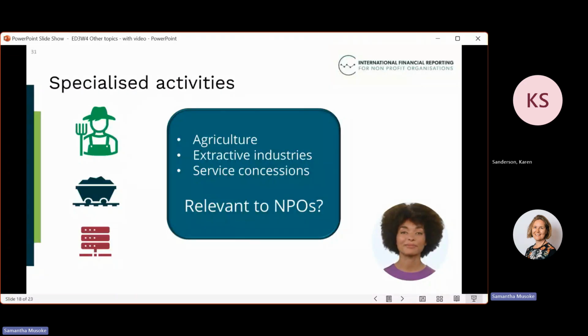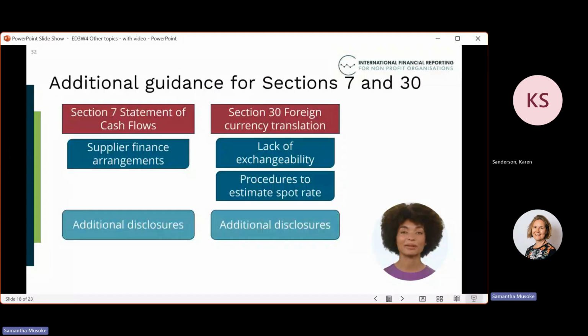Additional text was published by the International Accounting Standards Board on 28th of March 2024 in the addendum to the draft 3rd edition of the IFRS for SMEs Accounting Standard, reflected in ED3. There are new disclosures in Section 7 on the statement of cash flows for supplier finance arrangements. These are arrangements that provide NPOs with extended payment terms, or NPO suppliers with early payment terms.